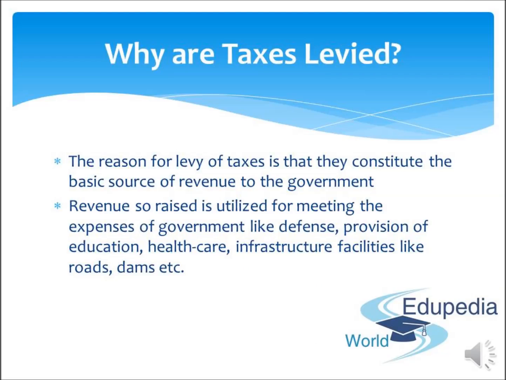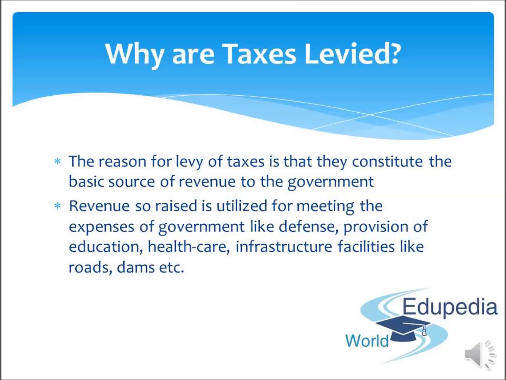Now come the reasons for levying taxes. Why are taxes levied? The major reason for levying taxes by the government is that they form the basic source of revenue to the government. Until and unless the government collects revenue in the form of taxes from its citizens, how will the government run the economy, how will the government meet its expenses? The government has to spend so much for the economy, so they need some source of revenue. And taxes are the basic source of revenue to the government.